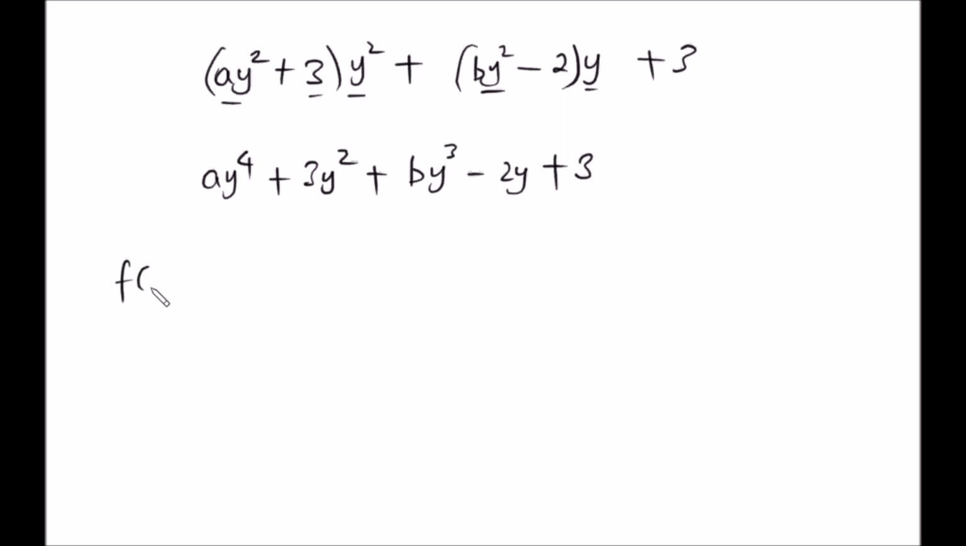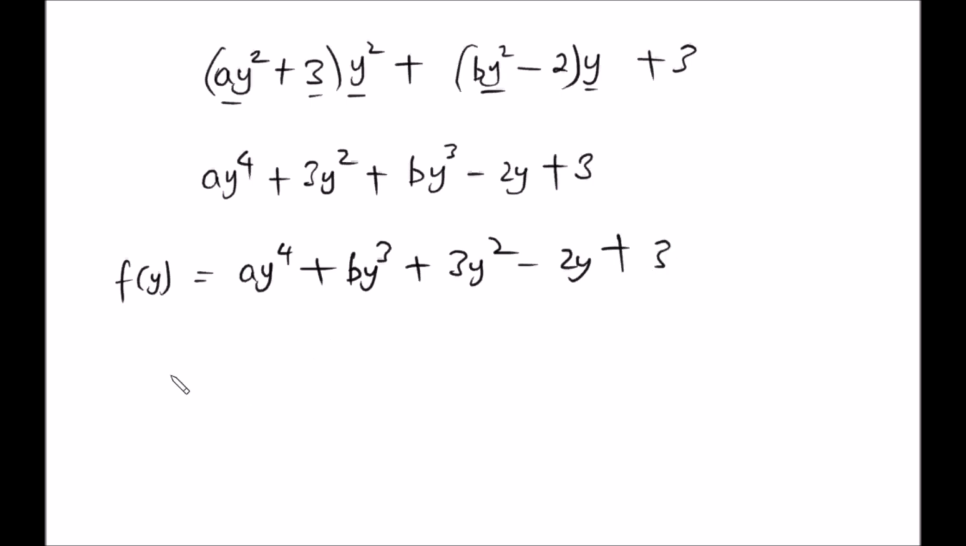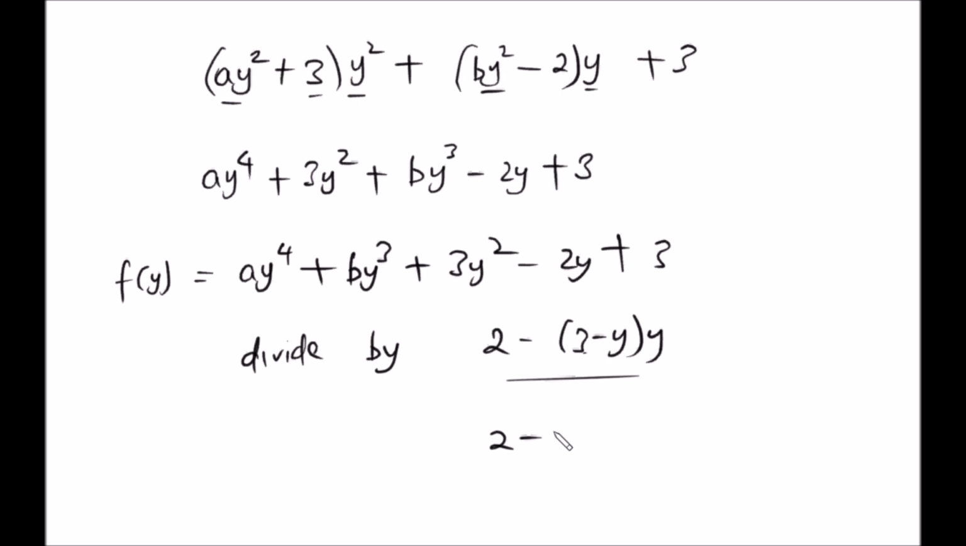So kumbe my polynomial function now ndio hiyo a huyu jumlisha nianze na hii kwanza, by cube jumlisha 3y squared minus 2y plus 3. So alisema hii divide by nini? Alisema divide by 2 minus 3 minus y. So na hii yenyewe itakuwa ni 2 minus huyu times huyu ni 3y, negative na negative ni plus y square. So I'm going to take this divide by this.